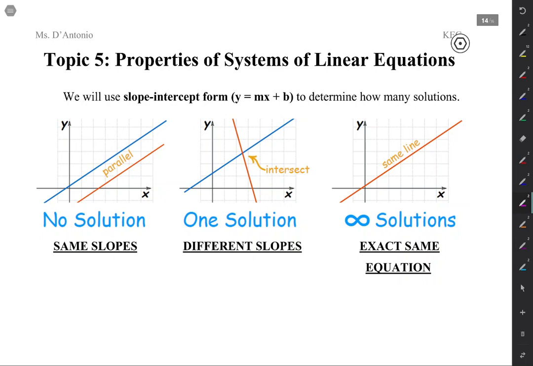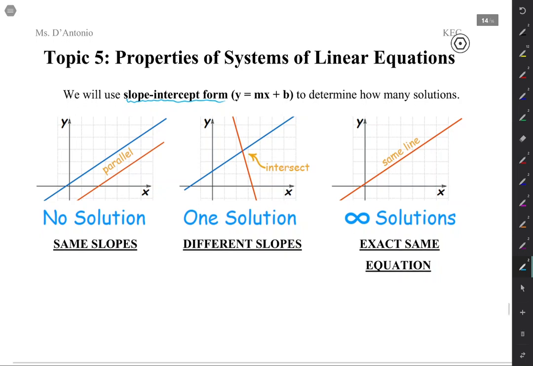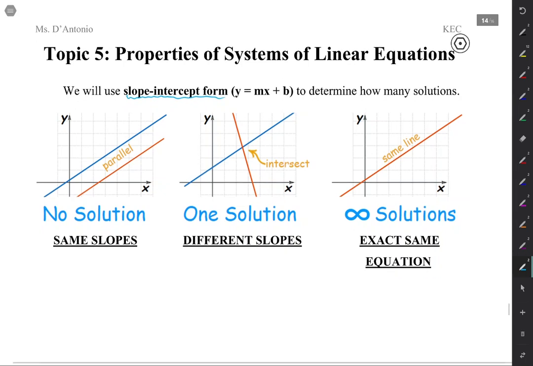In topic 5, we will be looking at properties of systems of linear equations. The properties of these systems that we will be looking at is the number of solutions that they could potentially have. In order to find this, we are going to have to look at both of the equations in slope-intercept form, because the slope of the equation is the main thing that tells us how many solutions it will have. For one, two equations of lines could have no solution if they are parallel to each other.